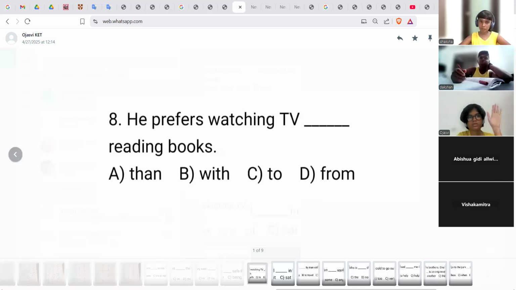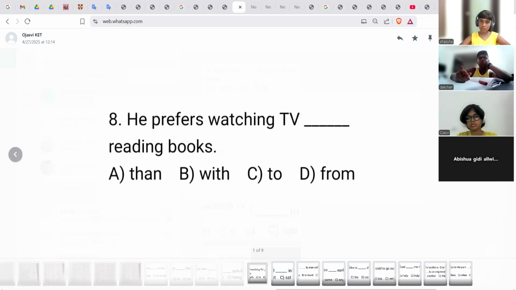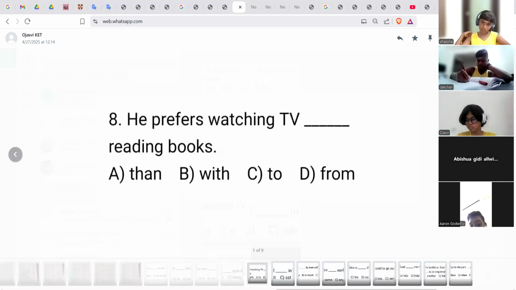No, Ojashvi. Sir, is it to? Prefers to. After prefers, watching is a gerund. It's not a verb. Prefers watching to reading books. Everyone note it down. Prefers watching TV to reading books. That's a gerund here.